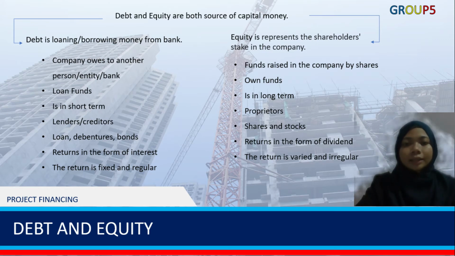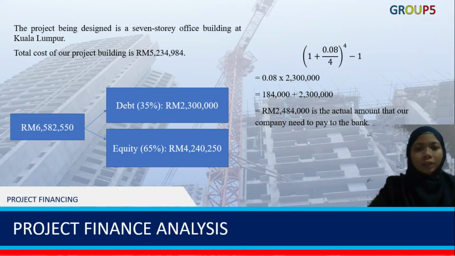And then it is proprietors. The terms used are shares and stocks. And then the returns between them are called dividends because they are distributed among the shareholders. The return is varied and irregular because it follows each shareholder's own shares that they want to put into the project.